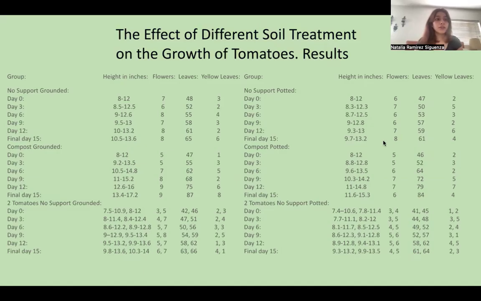So here is my group. It shows how the no support grounded started on day 0, which was when they all started around 8 to 12 inches, which is what I documented.